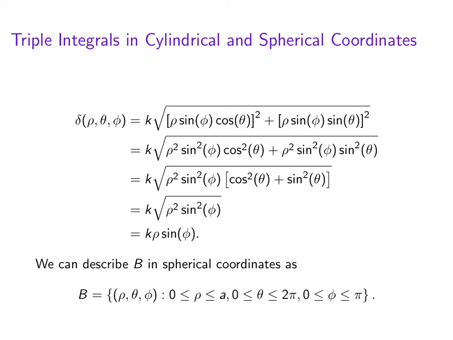And then, of course, we can describe the ball in spherical coordinates as the set of all points rho theta phi, where rho goes between 0 and a, theta goes between 0 and 2 pi, phi goes between 0 and pi.